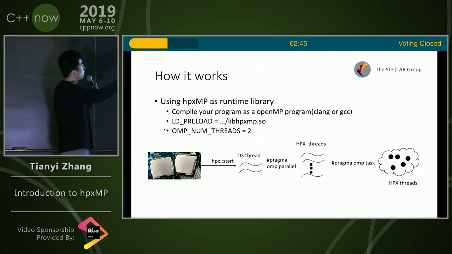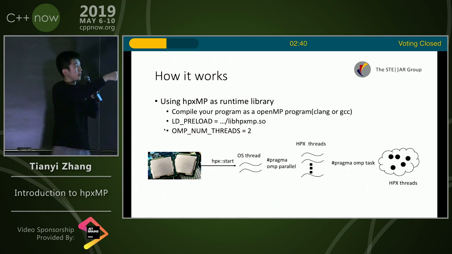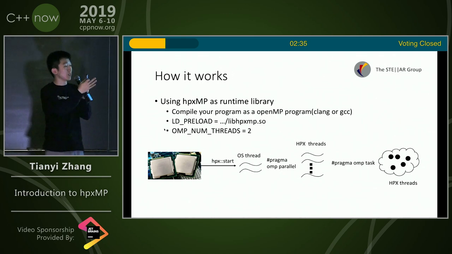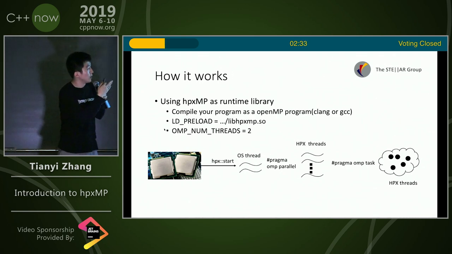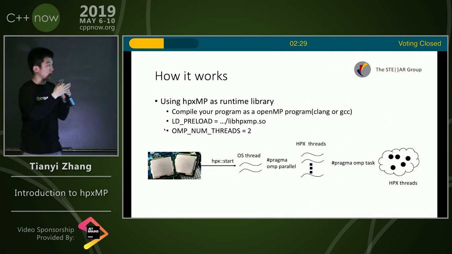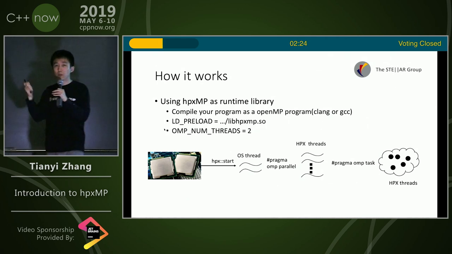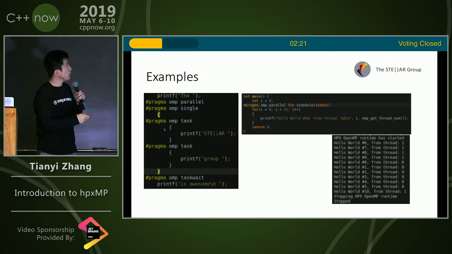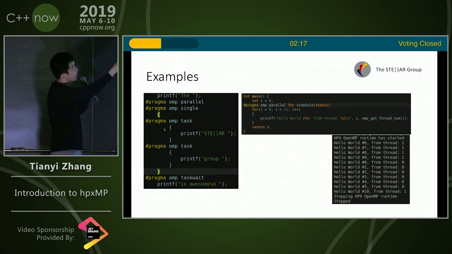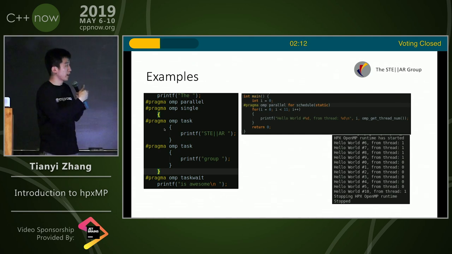Assume we have two cores, so hpx start will create two kernel threads, and the parallel pragma will create a bunch of HPX threads, and the scheduler will schedule the HPX threads to the OS kernel threads, and thus we can manage the threads. And if you have a pragma omp task, it will create a bunch of tasks, which will also run in the kernel threads. Here are some examples, and so we have a task example. It just shows that we are consistent with OpenMP, generating the correct result.